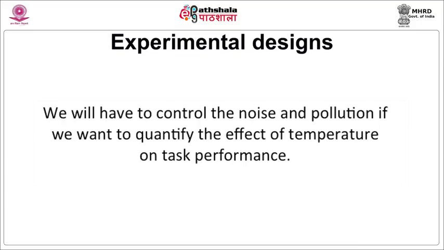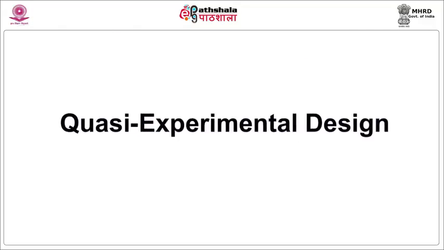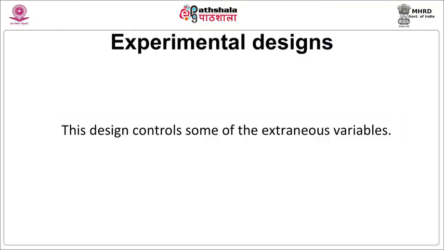For example, if we have to see the effect of temperature on task performance, noise and pollution may act as the extraneous variables in this case. We will have to control the noise and pollution if we want to quantify the effect of temperature on task performance. Quasi-experimental design. This design controls some of the extraneous variables.